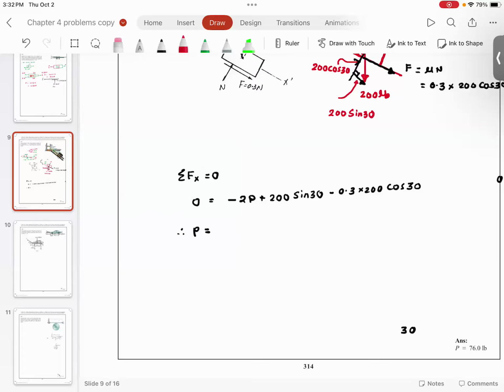Okay, one word of advice. This sheet only includes about 16 problems, but the handout that I have uploaded includes about 30 problems. So the remaining problems are homework. Okay, so work out all the problems that I have given in the handout. Okay, P is equal to what? 76.